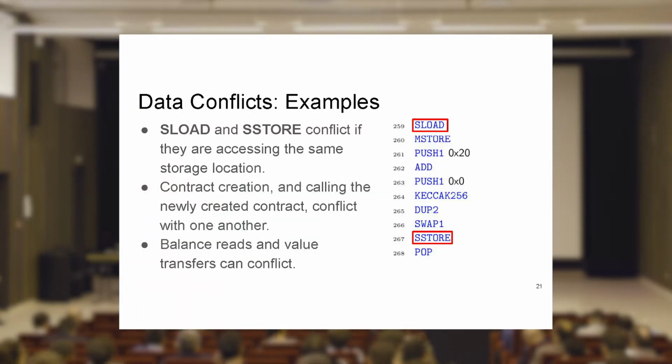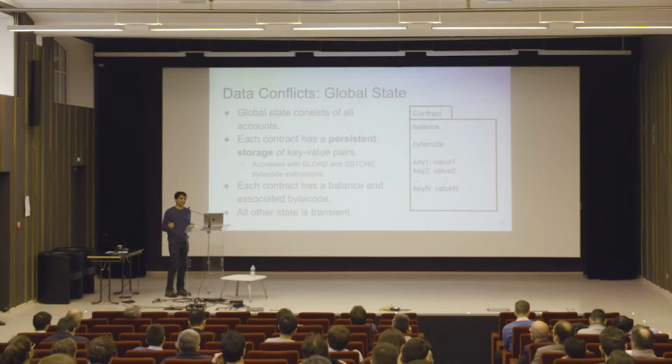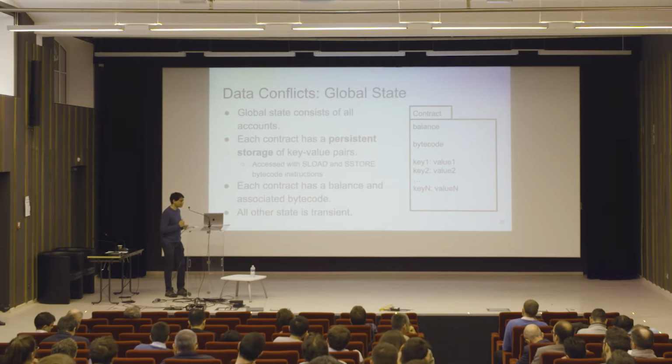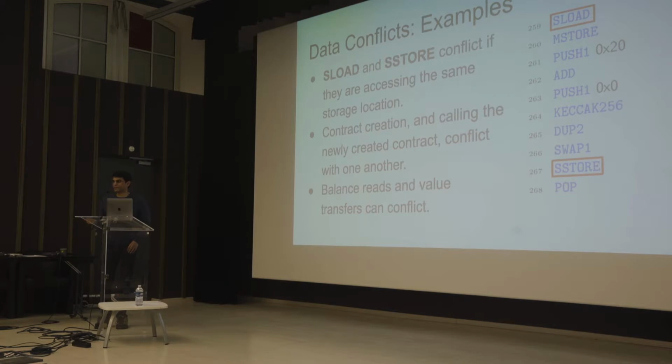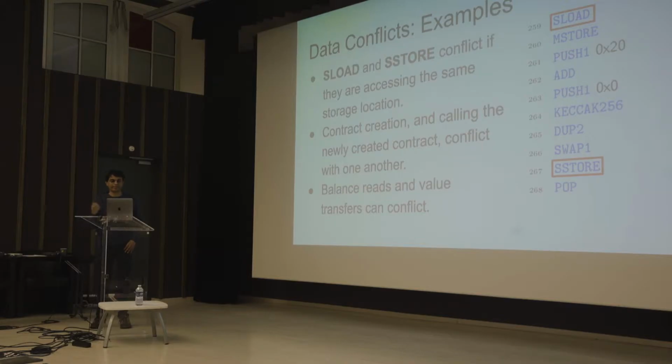So given that this is what the global state is, we now look at what are possible conflicts that we can determine by just looking at the bytecode. The most obvious ones are the sload and sstore instructions, which are basically reads and writes to the key value storage that the smart contract possesses. So if you're loading and storing from the same address, then of course that's a conflict, and they don't commute.